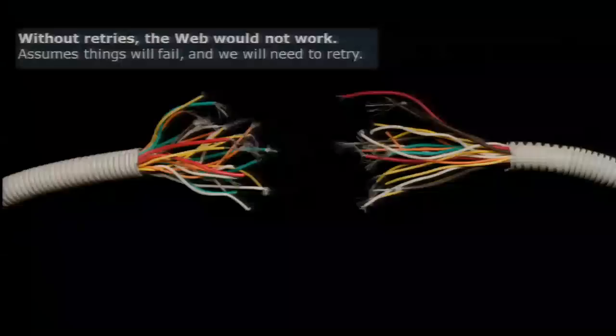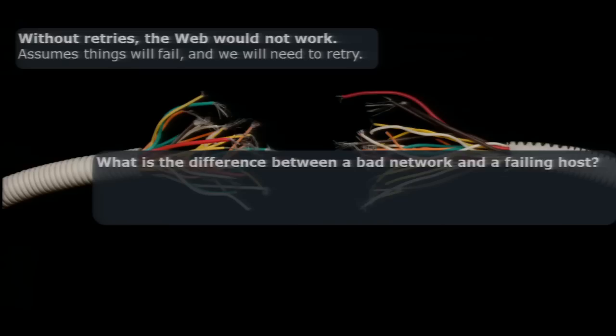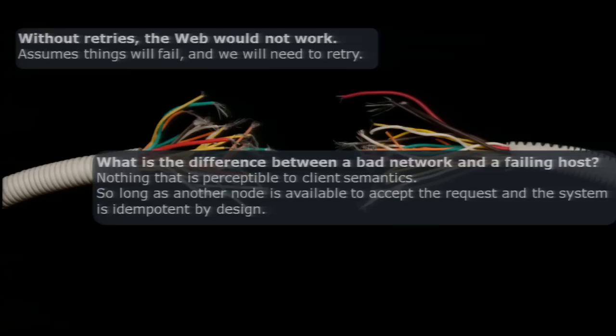So without retries, the web as we know it wouldn't work. It assumes everything fails. It's designed for failure, and it works really well because of it. It knows that networks kind of look like that sometimes, and it's not so good. But the interesting thing is, if you consider the difference between a bad network and a failing host, the difference? From the client side, there is no difference. As long as I can retry, reconnect, and some host is available at some point for me to reconnect to, I don't know if the network was down, I don't know if a router was broken, I don't know if the server's not working properly, nor do I need to care.